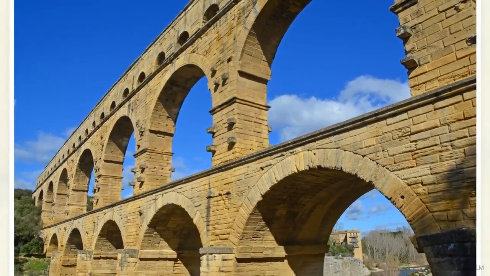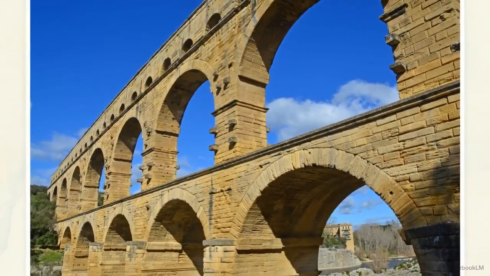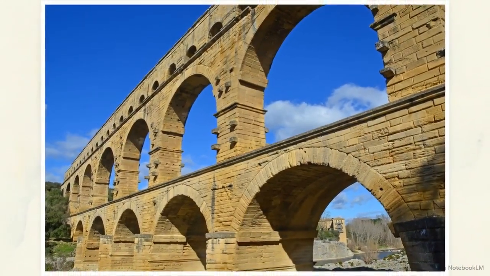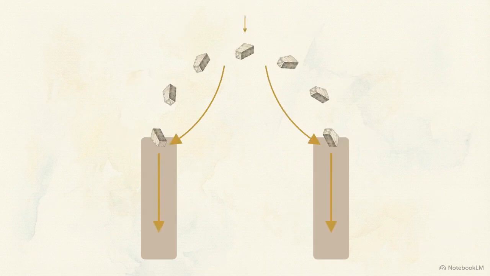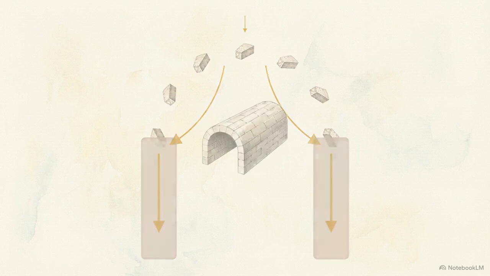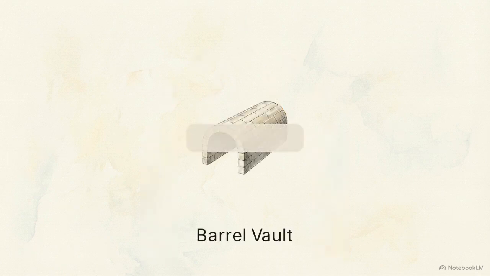The Roman arch became the primary tool for bridging wide spaces without relying on support from beneath. By fitting wedge-shaped stones into a semicircle, gravity locks them, distributing weight down the pillars. Extruding this curve creates a continuous 3D barrel vault.